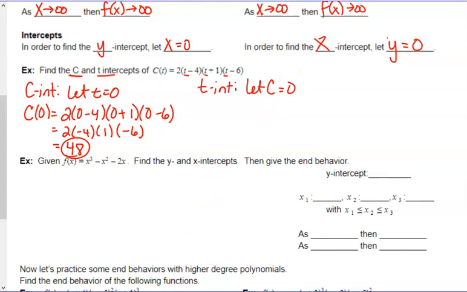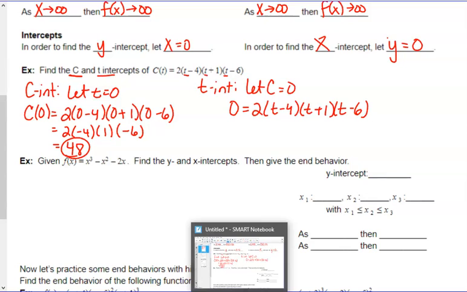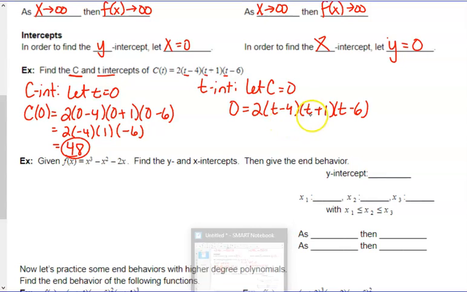And so when I let C equal 0, that means that 0 has to equal 2 times t minus 4 times t plus 1 times a t minus 6. Now, we just did that in our factoring section where most of the time it was just 2 of these parentheses, but we can have multiple ones of those. And we want to go down the line by the zero product property and say what makes each one of those zeros. And that would kick out a root or a solution or a T-intercept in this case for this function.